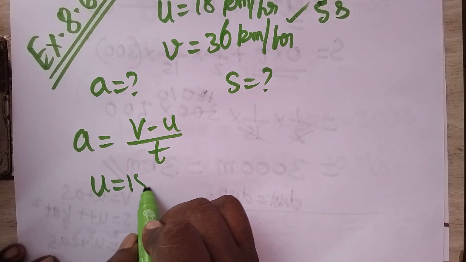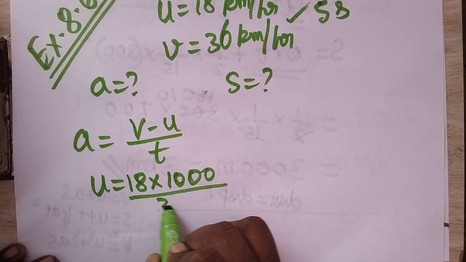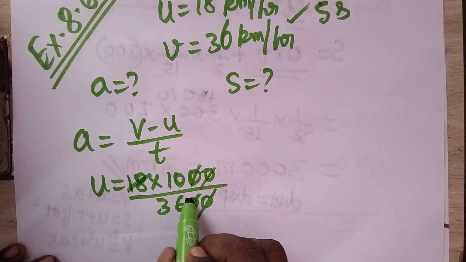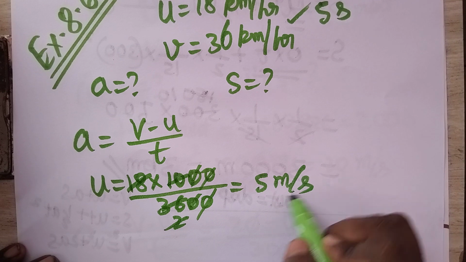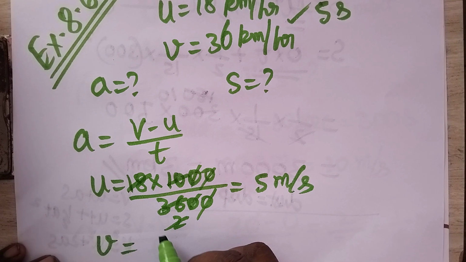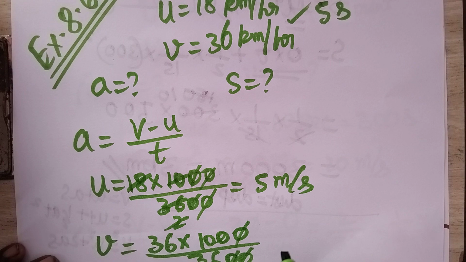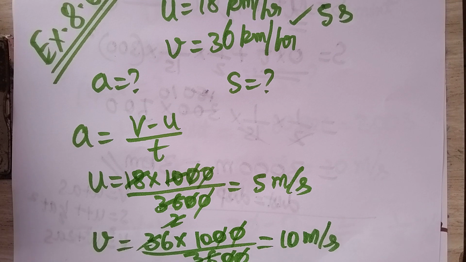Initial velocity 18 kilometer per hour. 18,000 divided by 3,600. 0, 0 get cancelled. 18 table, this will be 2 times, this will be 5. 5 meter per second as the initial velocity. What about final velocity? 36 kilometer per hour. 36 into 1000 divided by 3600. 0, 0 get cancelled, and this will get cancelled. 10 meter per second. Now you can start solving the problem.